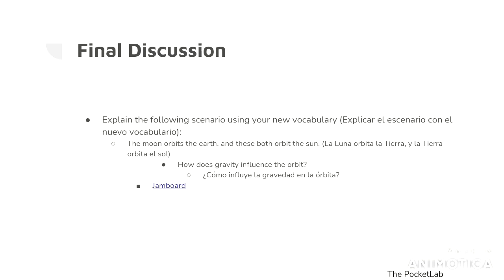So now we have a scenario to explain, and you can use the new vocabulary. Feel free to go back in this video and check out the vocabulary if you're stuck. So the moon orbits the Earth, and these both orbit the sun, right? So how does gravity influence the orbit? Remember that gravity is the force between two objects. Generally, when we're talking about it, it's the Earth and something else, but it doesn't have to be. So the Jamboard will have a more complete answer, and we'll also link a video if you're stuck.